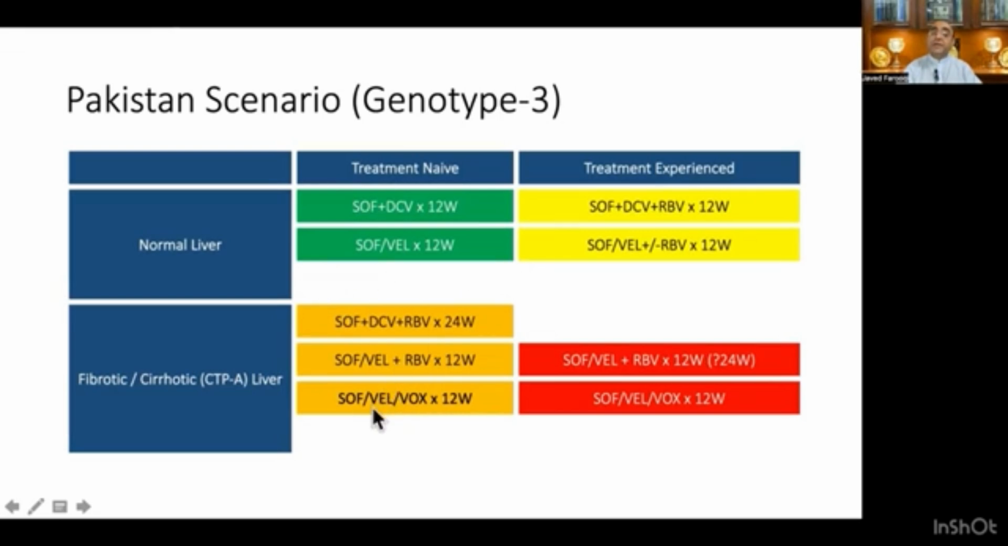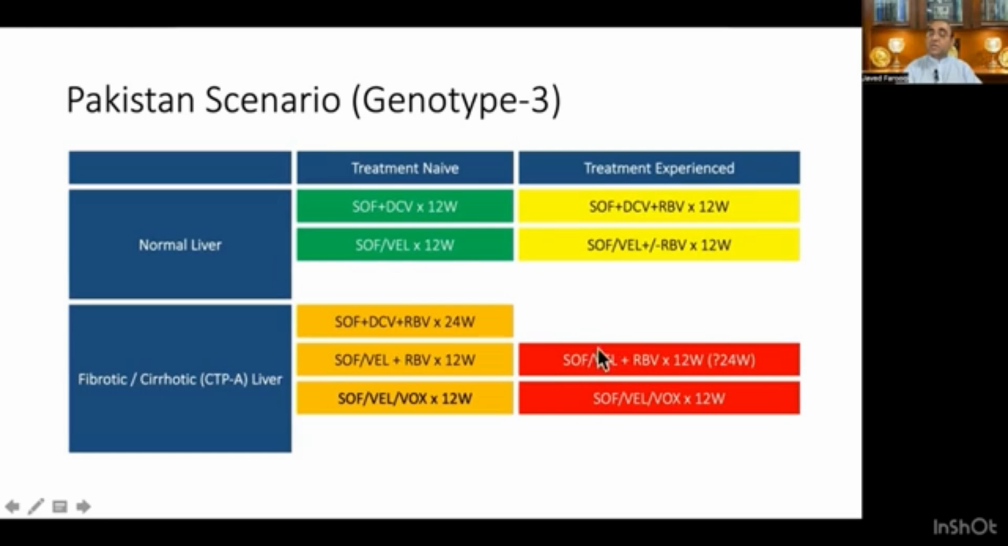It's indicated in the fibrotic or cirrhotic liver, either treatment naive or treatment experienced, because in the treatment naive and normal liver, its efficacy is the same as the sofosbuvir-velpatasvir. So sofosbuvir-velpatasvir-voxilaprevir can be used in the treatment naive, especially when the patient has a fibrotic or cirrhotic liver and is not eligible for ribavirin or cannot tolerate ribavirin and you want to treat that patient, then Sofosbuvir-Velpatasvir-Voxilaprevir is an option here.